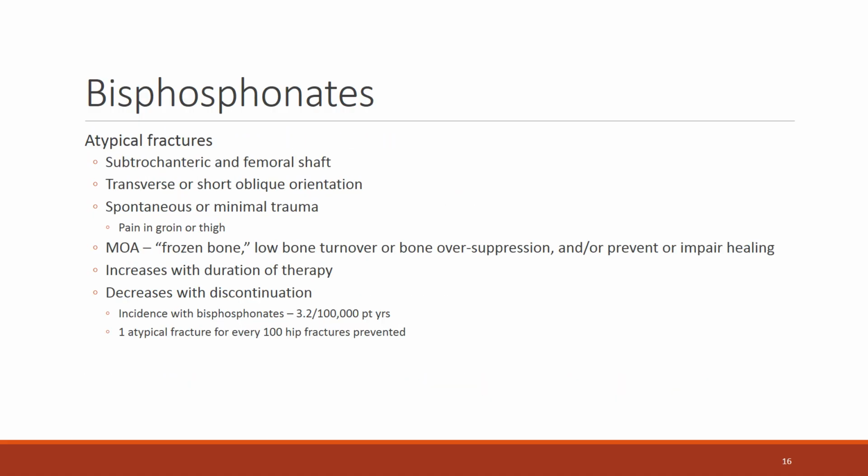Some of the more important warnings with bisphosphonates are the atypical fractures. There's been some subtrochanteric and femoral shaft injuries, and it's been either just a spontaneous fracture or after minimal trauma. So we're not really sure why, but the thought process is that it's a frozen bone, that there's either low bone turnover or bone oversuppression, and then the bone doesn't have a chance to regenerate and get stronger.